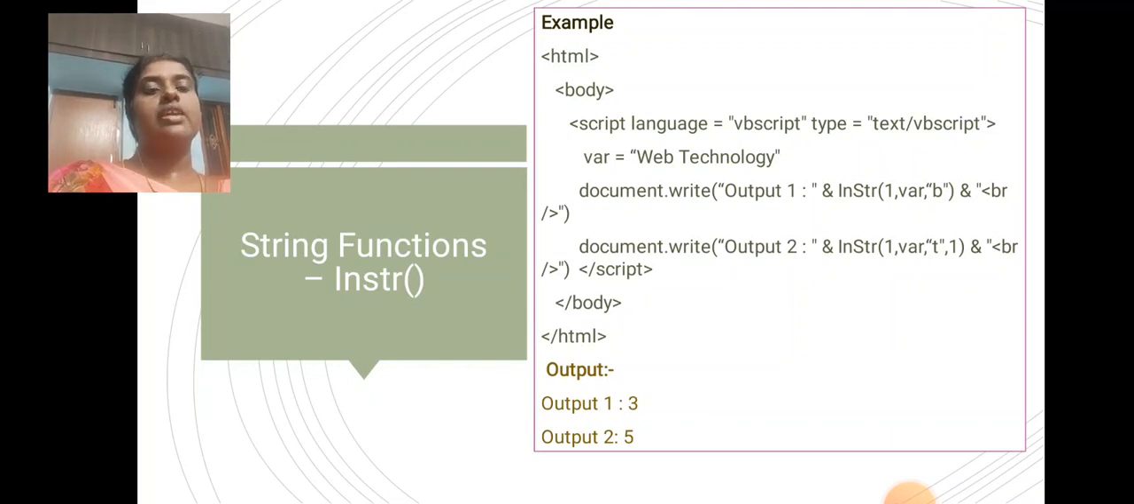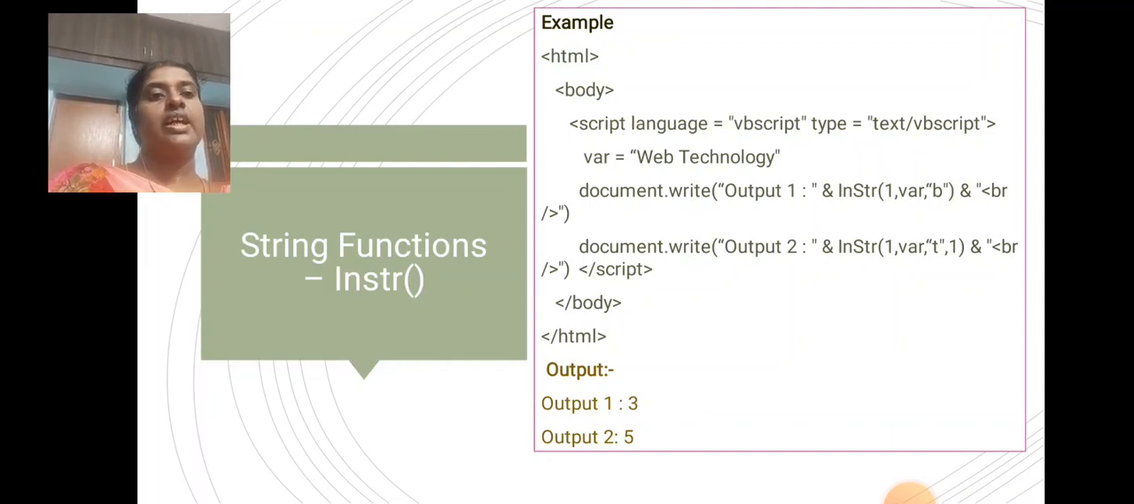So here the value I stored in var is web technology. We all know b is present in that variable at place 3. W is the first character, E is the second character, B is the third character. So our output will be 3. You can check it in the output.